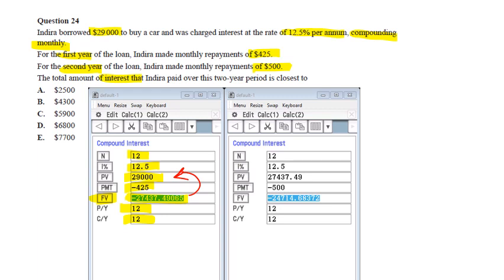You can round it off. It really doesn't matter. And so nothing else has changed except this. Remember, this is going to be made positive. And then we press the FV and we've got this number, 24,714.68. And so they said it's going to be closest to a number.